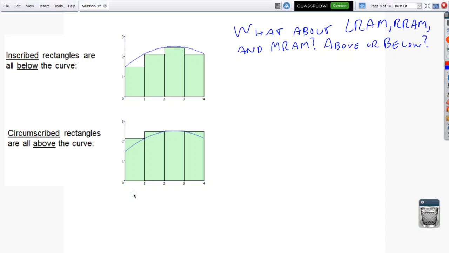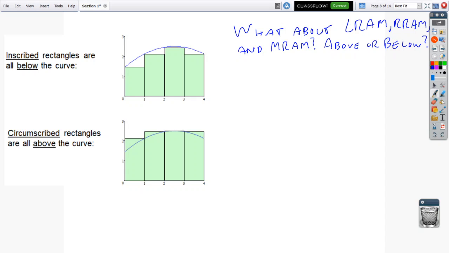I promised to tell you guys this, and now here's how you can tell whether an LRAM or an RRAM is an over or under approximation. For the MRAM, the answer is always going to be, I don't know, because you have to find the exact value in order to find out if it is over or under.